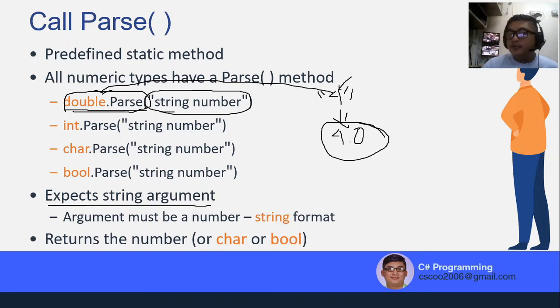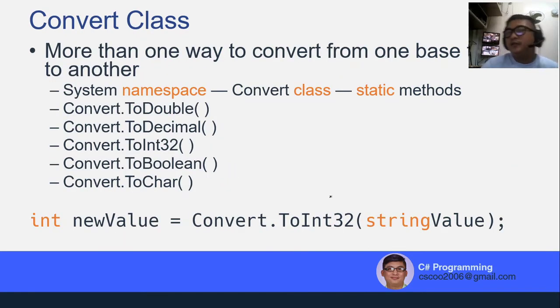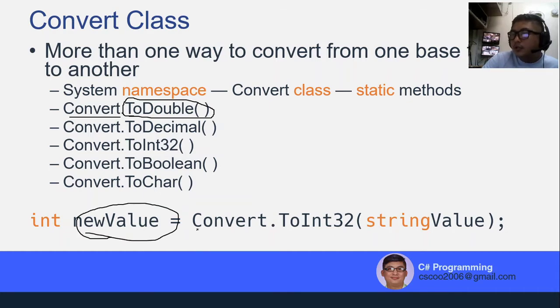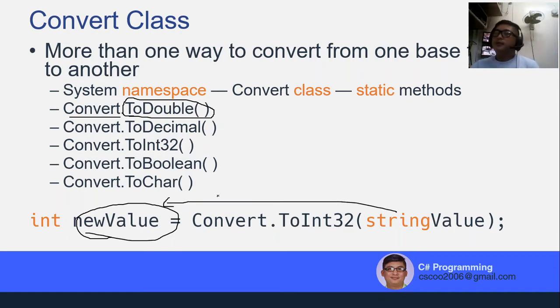Let's examine the convert class. The convert class is the same, but it has a different implementation. We write Convert.ToDouble. For example, we have an int value, and we convert the string value to integer. That's the purpose of the convert class. You're already familiar with this since you've been using C# for 1 year already, since we usually use this to retrieve data from text boxes.